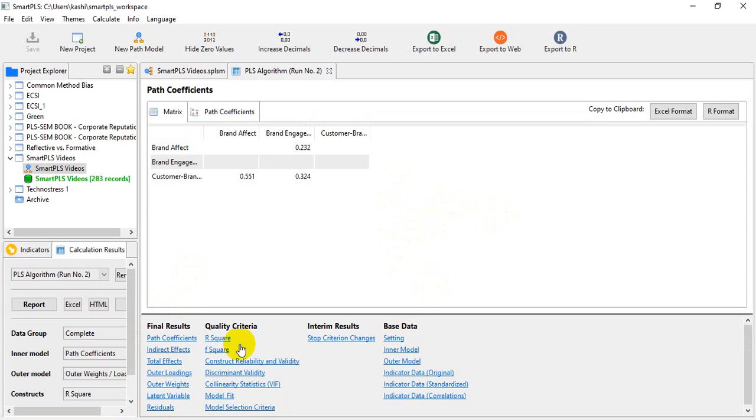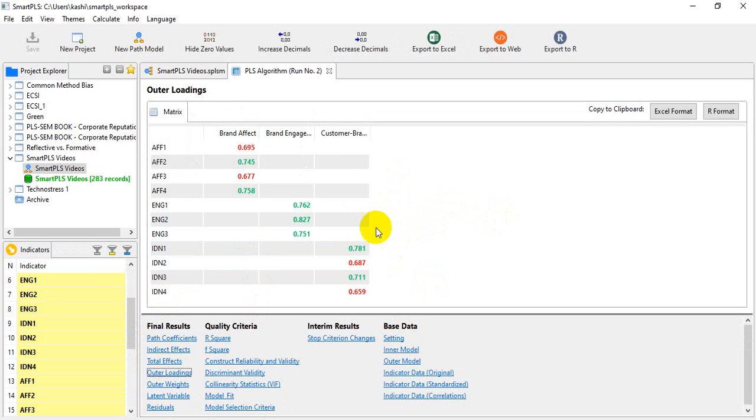Usually what is recommended is that the outer loading of each item should be 0.70 and above. However, the outer loading of some of the items in our model appear to be below 0.70. There are other experts who argue that if the purpose of the study is exploratory, to explore a new area, or rather extend a theory, then 0.60 is a good enough value for the outer loading.